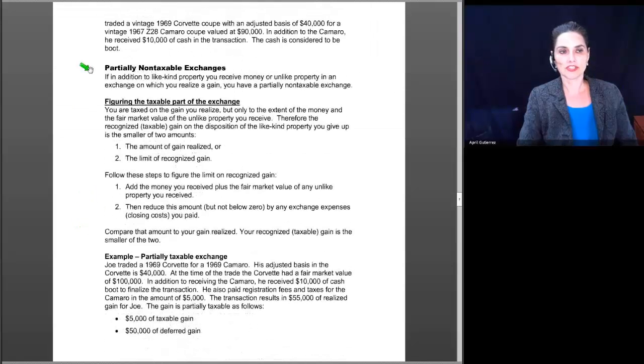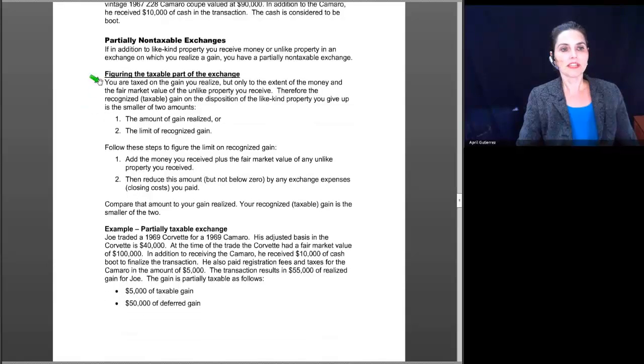Partially non-taxable exchanges. If, in addition to the like-kind property, you receive money or unlike property in exchange on which you realize a gain, you have a partially non-taxable exchange. So how do you figure the taxable part of such an exchange? You are taxed on the gain you realize, but only to the extent of the money and the fair market value of the unlike property that you receive.